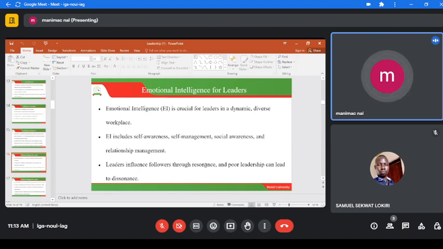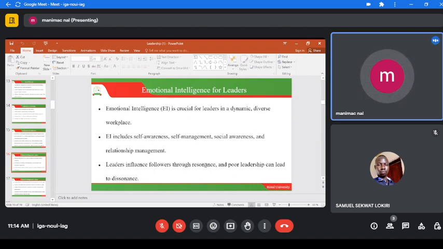Okay. Furthermore, we also have emotional intelligence. Emotional intelligence for leaders, which is abbreviated as EI, is crucial for leaders in a dynamic, diverse work environment. So EI involves self-awareness, self-management, social awareness, and also relationship management. Okay, so when we talk about emotional intelligence, we are saying that a very good leader must have emotional intelligence in a dynamic way and also in a diverse working environment, such that it will enable him to be self-aware, to manage himself, have social awareness and relationship management.